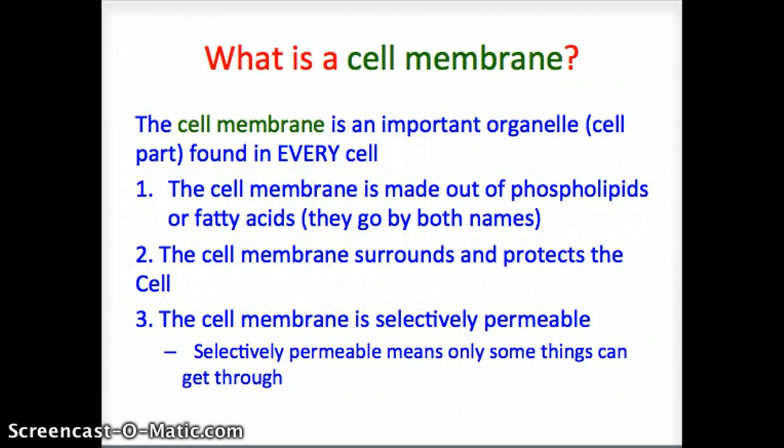Alright, now let's go ahead and confirm our answer by learning this lesson. Hit pause to fill in these blanks. What is a cell membrane? The cell membrane is an important organelle. It's a cell part found in every cell. The cell membrane is made out of phospholipids or fatty acids. They go by both names. Cell membrane surrounds and protects the cell, and the cell membrane is selectively permeable.